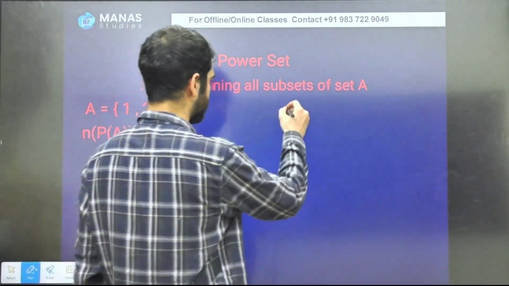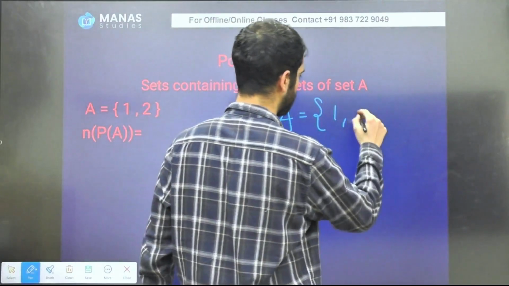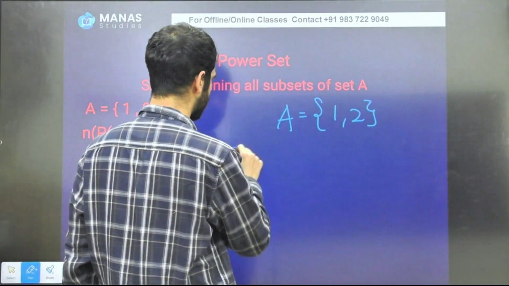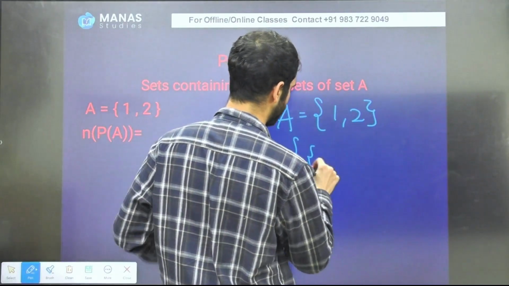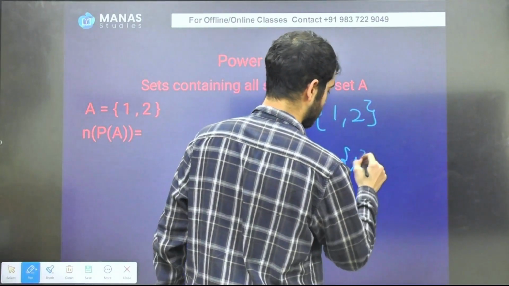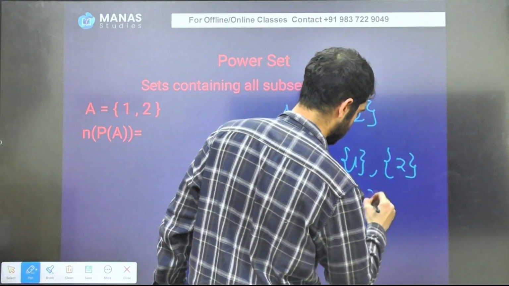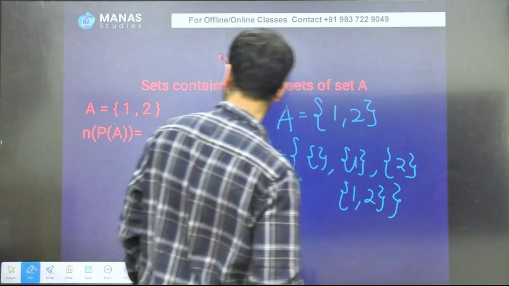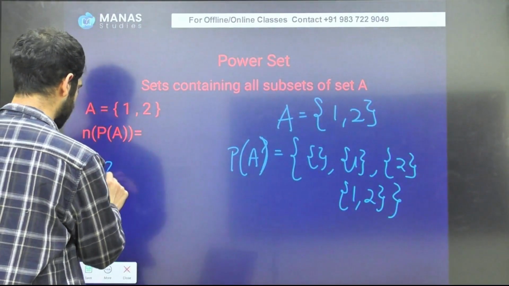Let's take that example again. If I say that A has 1, 2, then the power set of A will contain an empty set, {1}, {2}, {1, 2}. Now if we have to figure out, then I'm going to write the empty set.